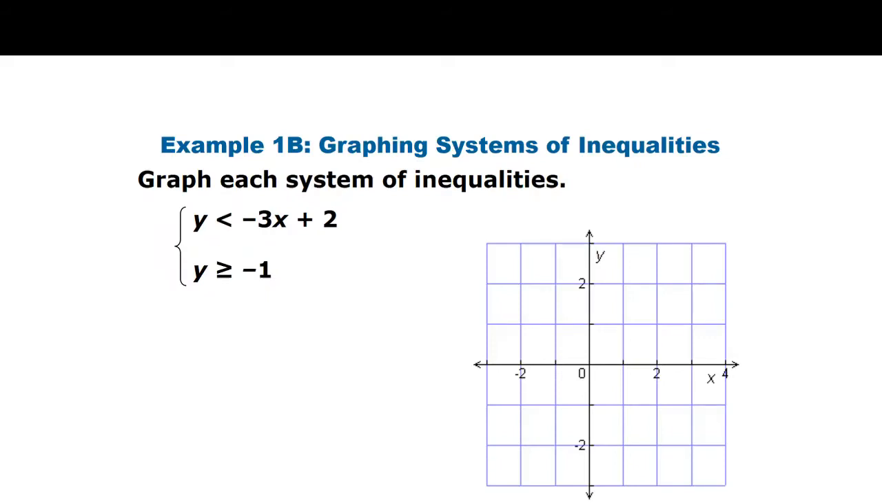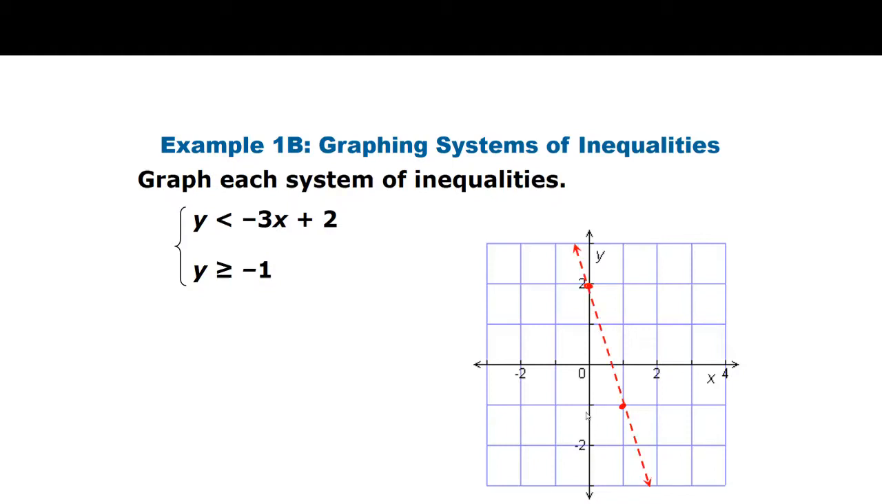It says graph each system of inequalities. So again, we've already got it set to y, so this is pretty easy. When x is 0, y is positive 2. And we're going to go down 3 and over 1. So let's go 1, 2, 3 over 1. And that is not included. It's just going to be a dashed line.